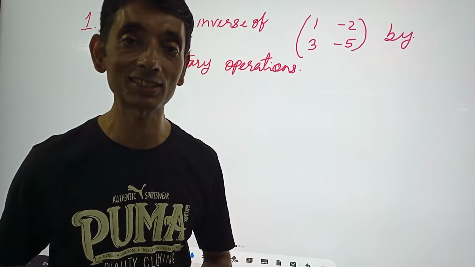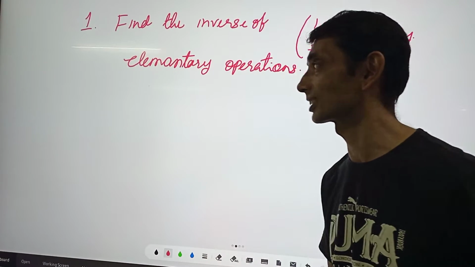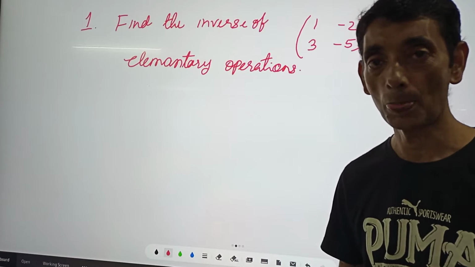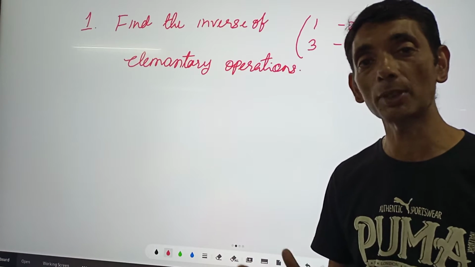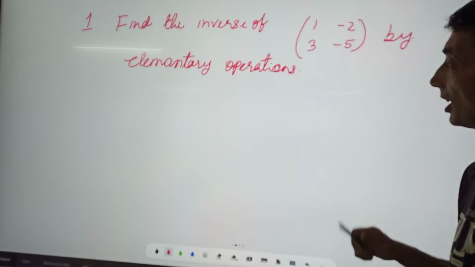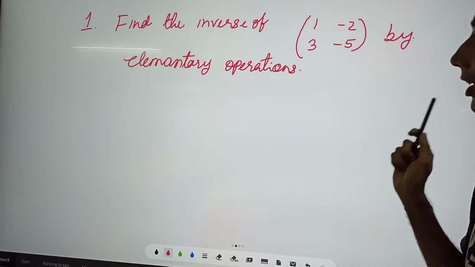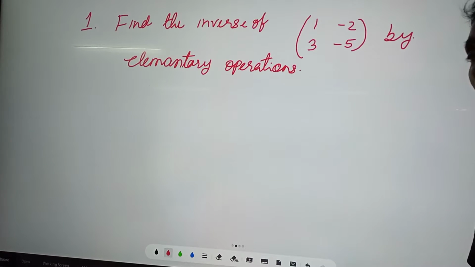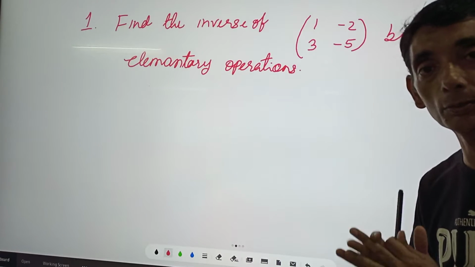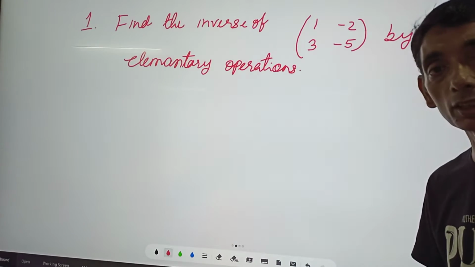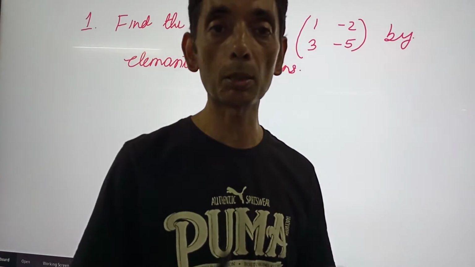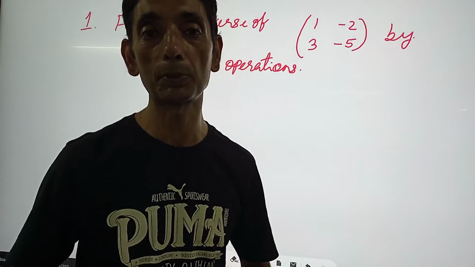Today we are going to discuss a very important concept, that is elementary operations or elementary transformations. We'll try to make this topic as simple as possible. Today we're going to discuss this question: find the inverse of 1 minus 2 3 minus 5 by elementary operations. We'll be discussing one question of 2 by 2 order, and one question of 3 by 3 order, and both the row and the column operations we are going to learn.